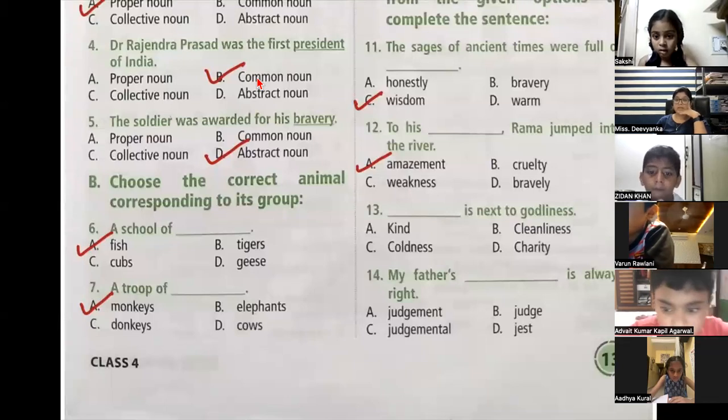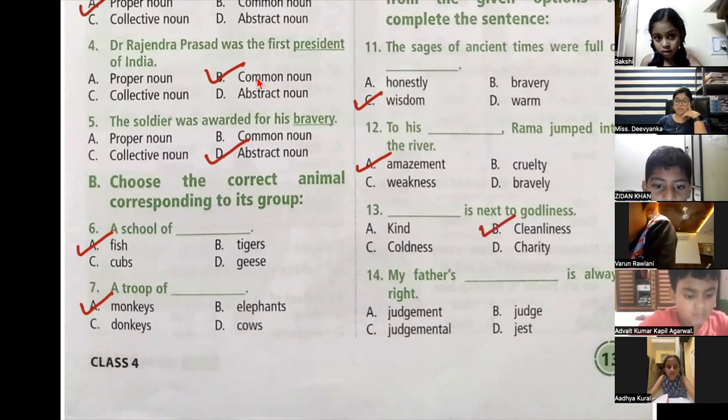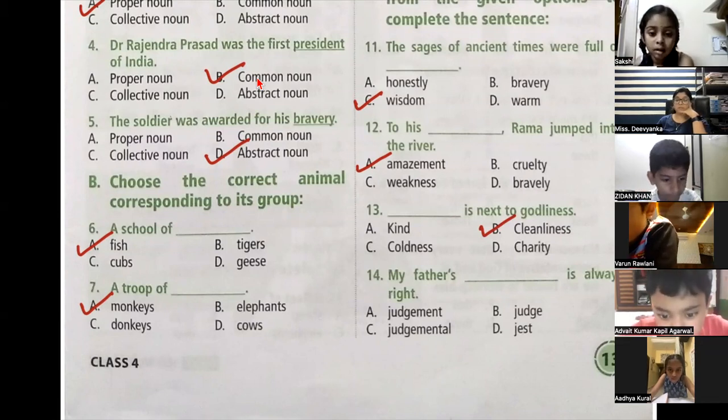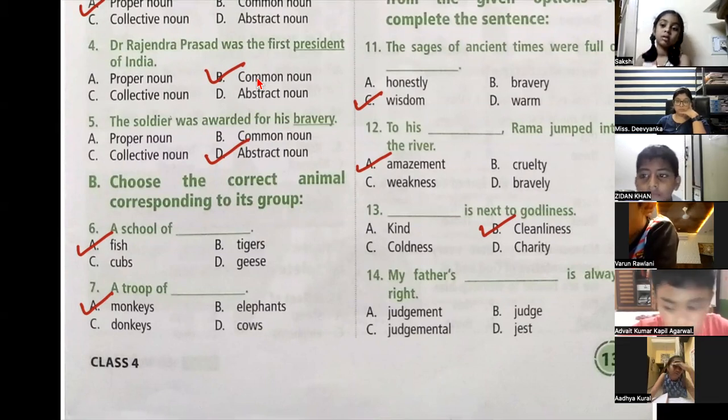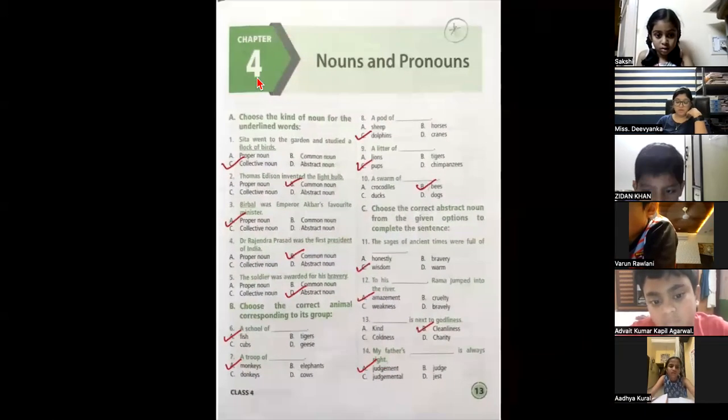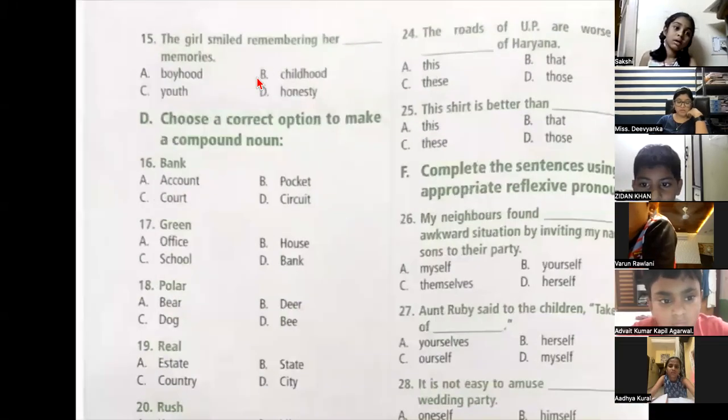Cleanliness. Yes, that's correct. Cleanliness is next to godliness. 14th one. My father's dash is always right. Judge. Judge. Mm-mm. Judgment. Judgment. Correct. Now let's go to the next page.